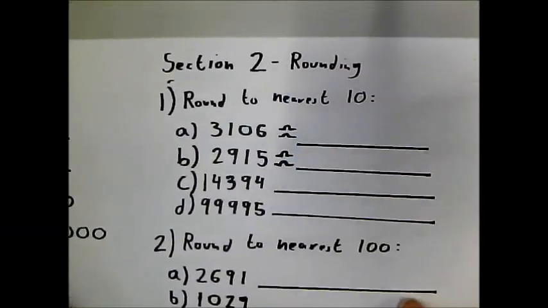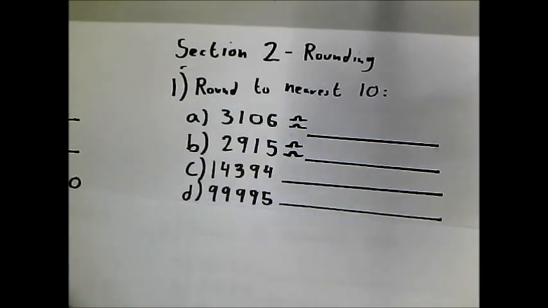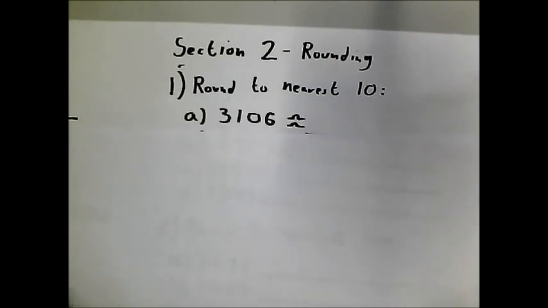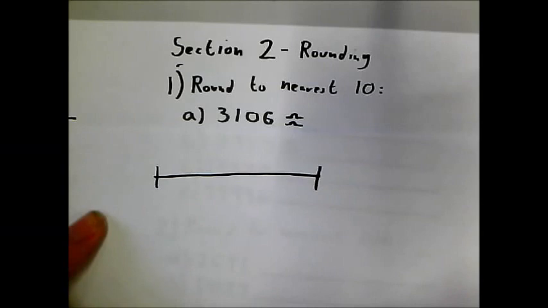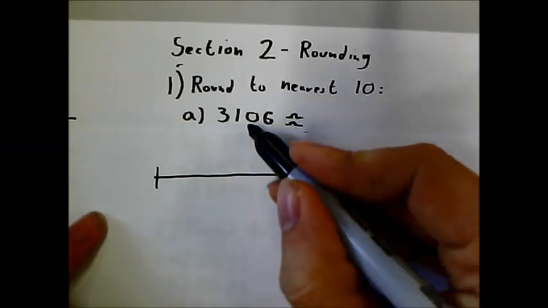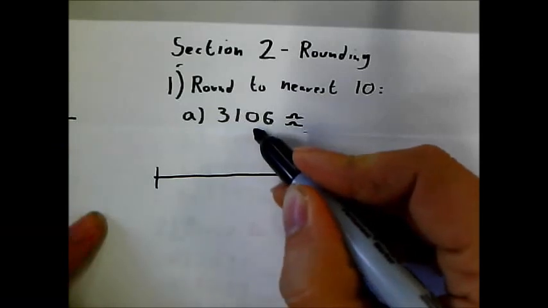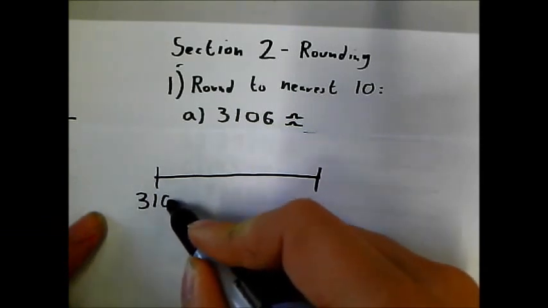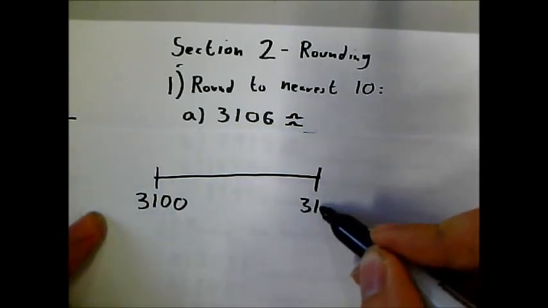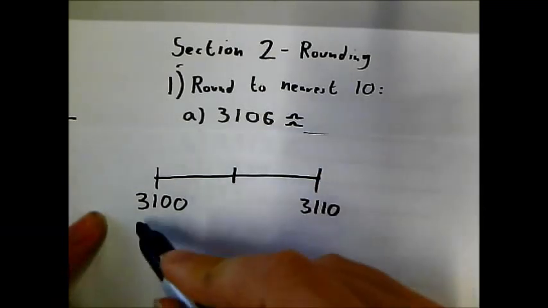Now let's have a look at section 2, which is rounding. So, for the benefit of these ones, I'm going to use a number line to help me. So I want to round 3,106 to the nearest 10. So I'm going to look at my tens column, and it's either going to round down to no tens, or it's going to round up to 1 ten. So it's either going to be 3,100 or 3,110.